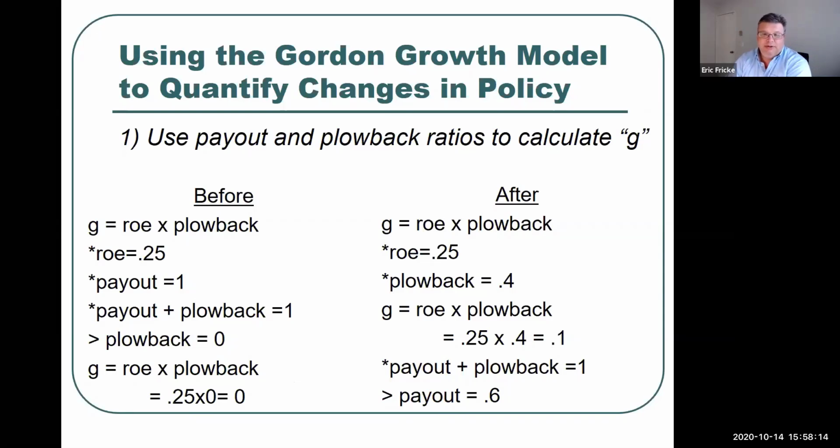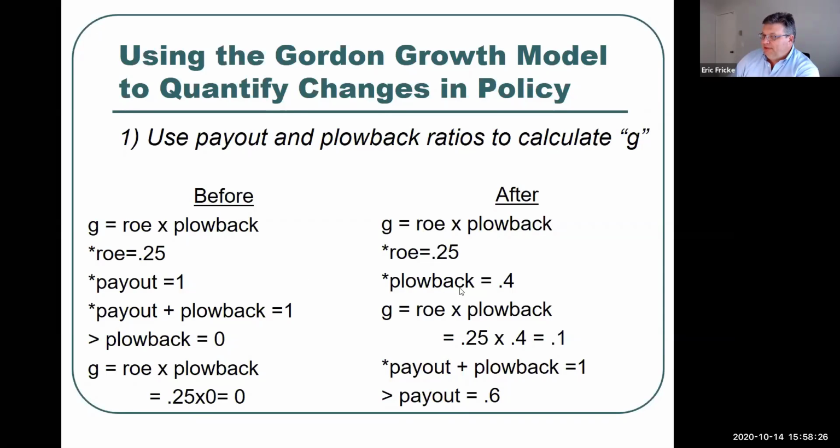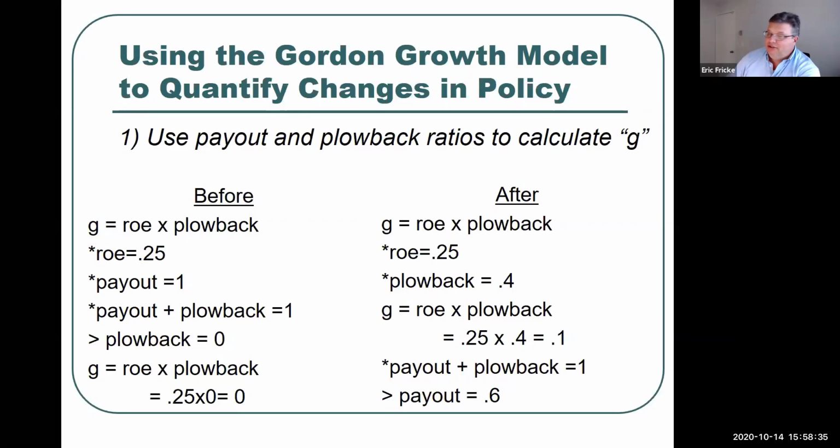Does anybody have any questions? Wait, I'm confused on how you're saying it's 0.6. It's 0.6 because the plowback ratio is 0.4. That's a given right here, right? Okay. And we know the fundamental equation for this is that the payout plus the plowback always sum to 1.